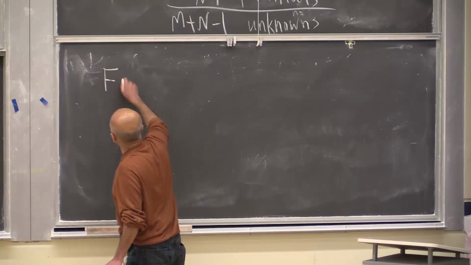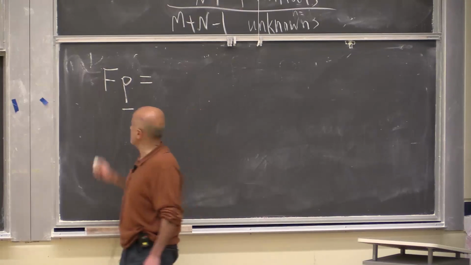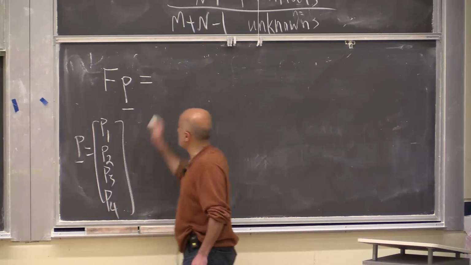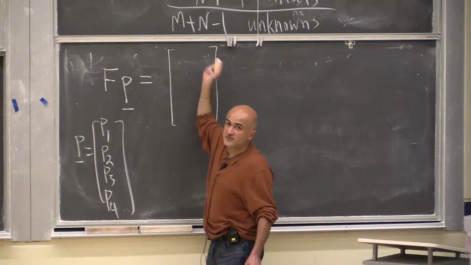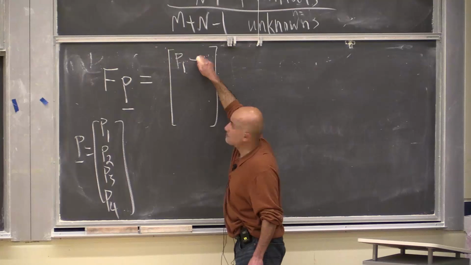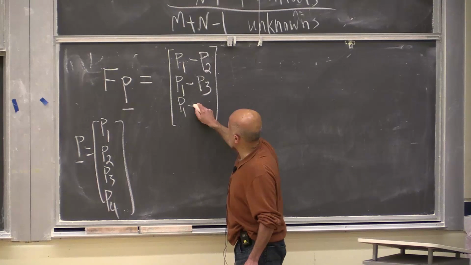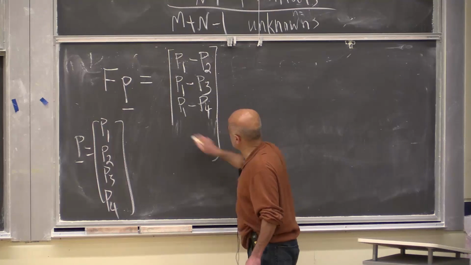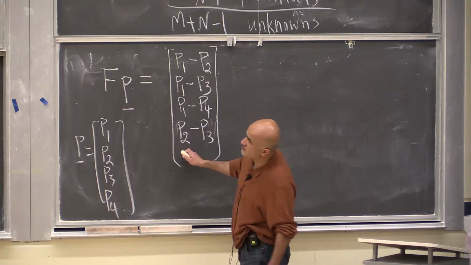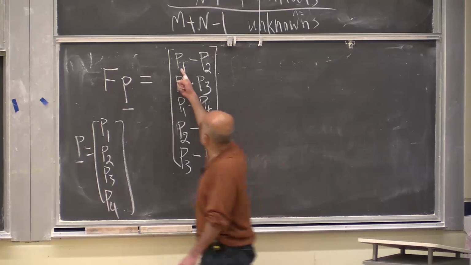So what is F times P? What happens when I multiply? So P is the potential vector: P1, P2, P3, and P4. If I multiply F by P, what do I get? What's the top entry of the vector? P1 minus P2. What's the second one? P1 minus P3. What's the third one? P1 minus P4. And the other two? P2 minus, louder, P3. I'm an old guy. My hearing isn't as good as when I was your age. And the last one? P3 minus P4.